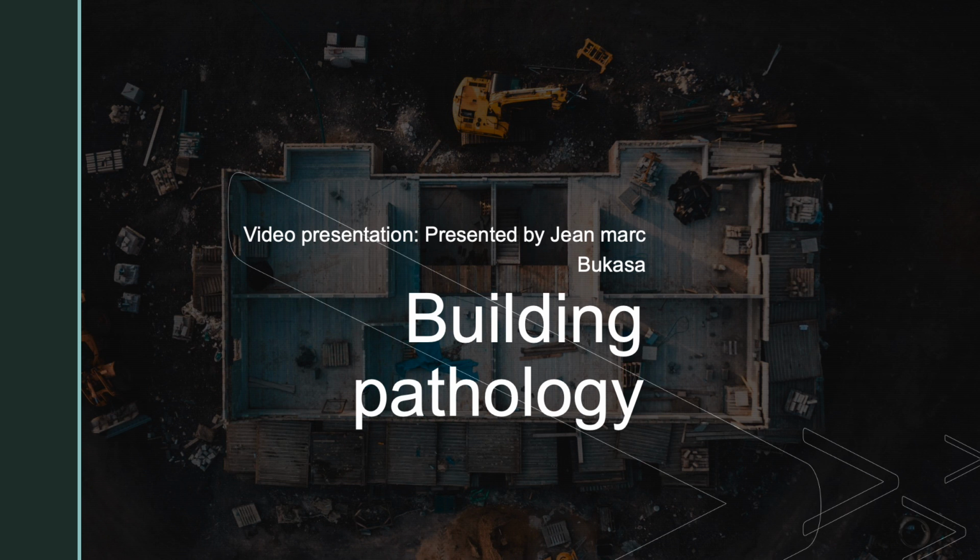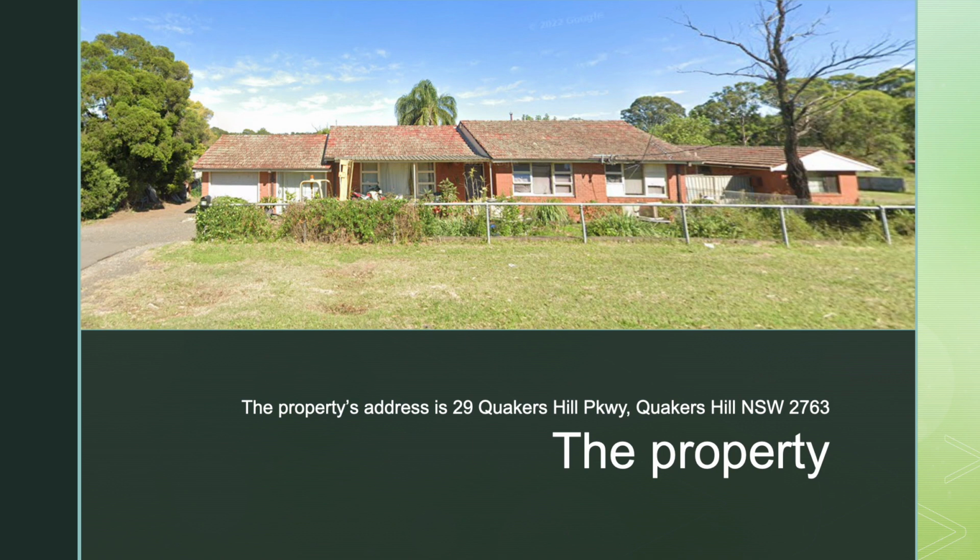The video presentation will be based on the pathology of the building that will be selected for this PowerPoint. The presentation will be based on the residential house Class A. The property's address is 29 Quakers Hill Parkway, Quakers Hill, New South Wales 2763. This is a brick veneer property built in 1975 with a floor size of 95 meters square and a land size of 753 meters square.